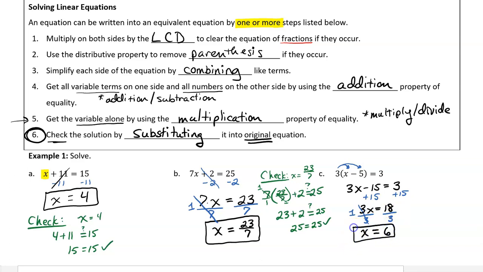So it looks to be our answer, but let's check to make sure. X is equal to 6. Let's see, 3 times 6 minus 5. Is that equal to 3? Order of operations, 6 minus 5 is 1. And is 3 times 1 equal to 3? Well, that's 3. And it does equal 3. So that is our solution.